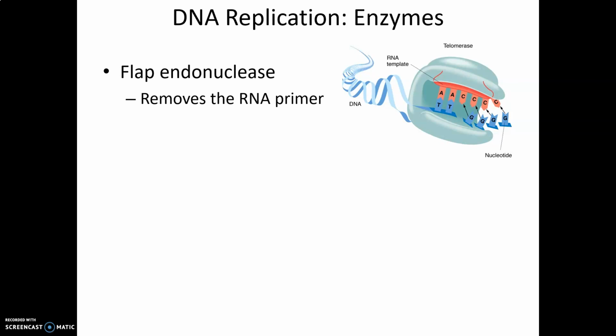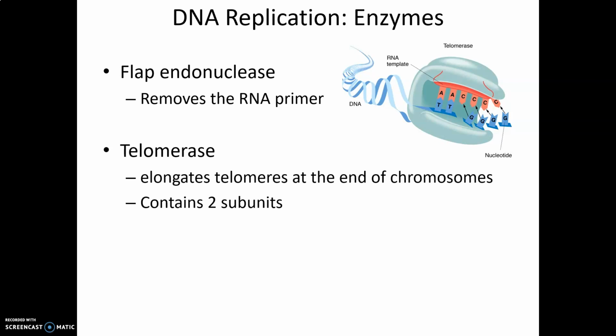Eukaryotes also have something called flap endonuclease, and it removes the RNA primer. So in bacteria, DNA polymerase 1 removes the RNA primer. In eukaryotes, flap endonuclease removes the RNA primer.